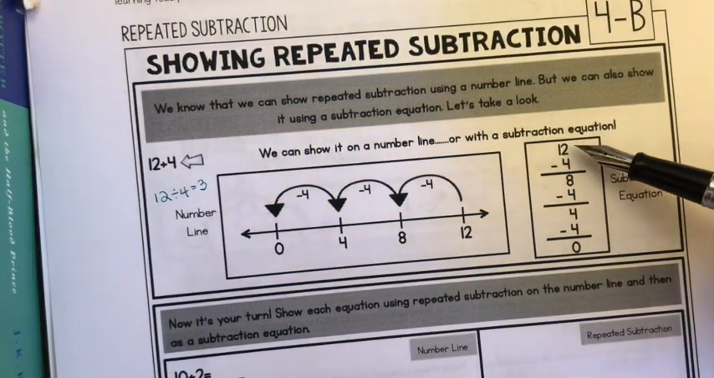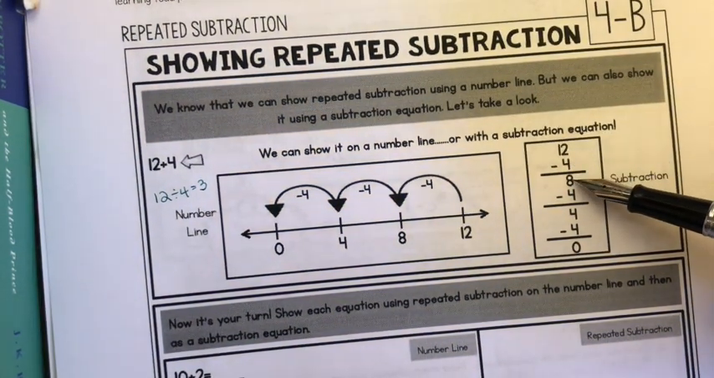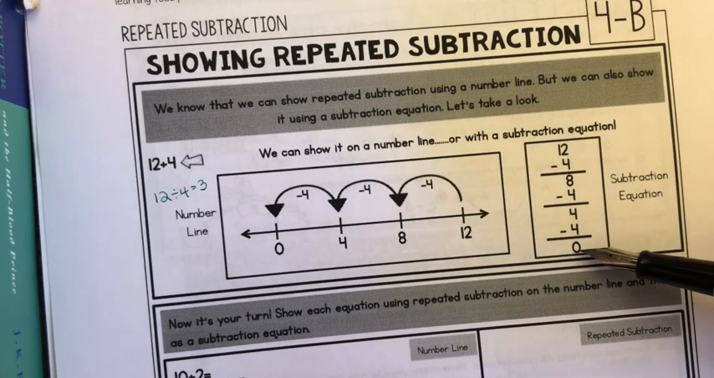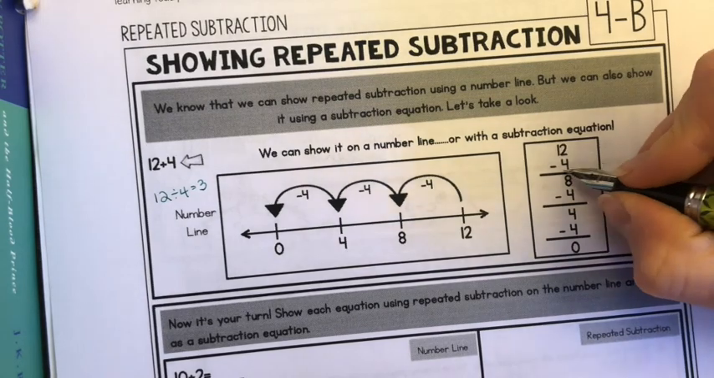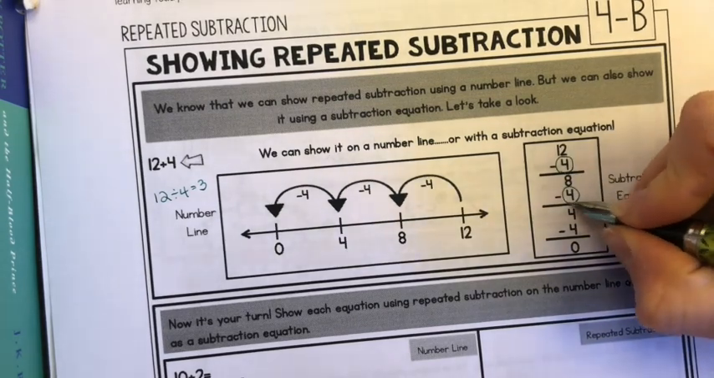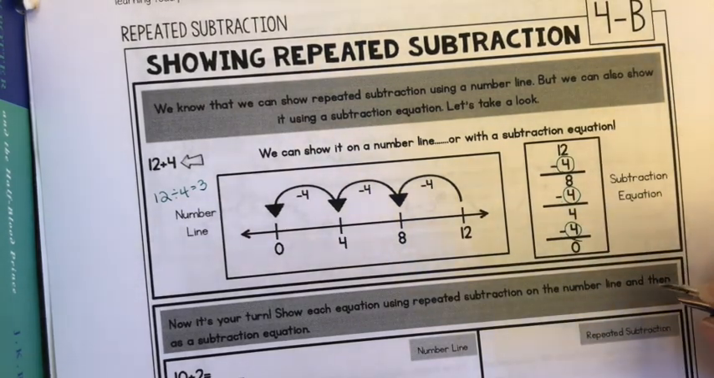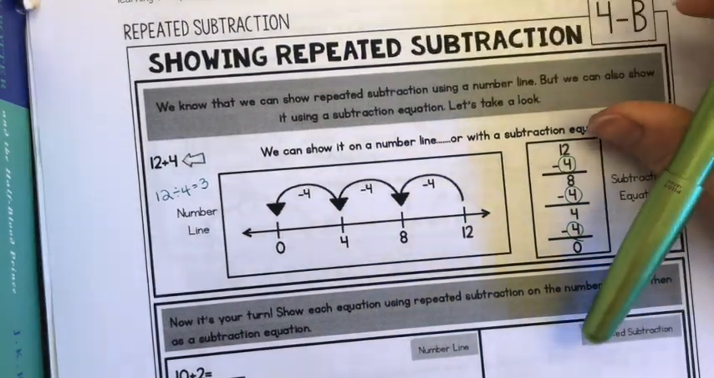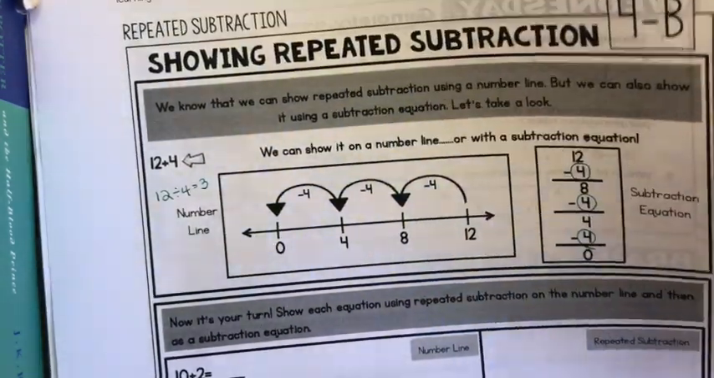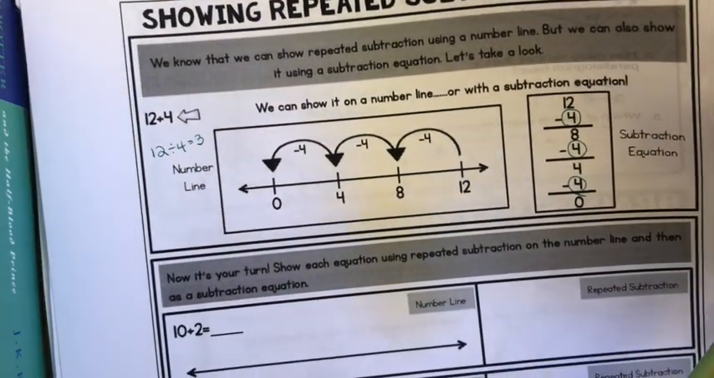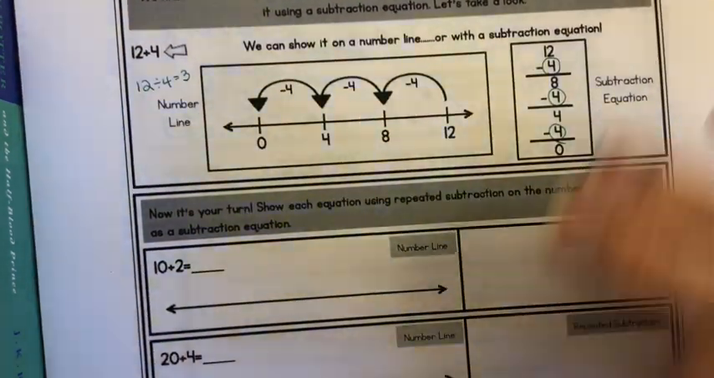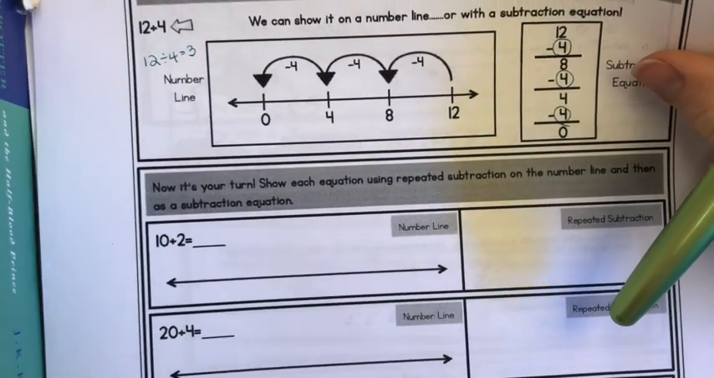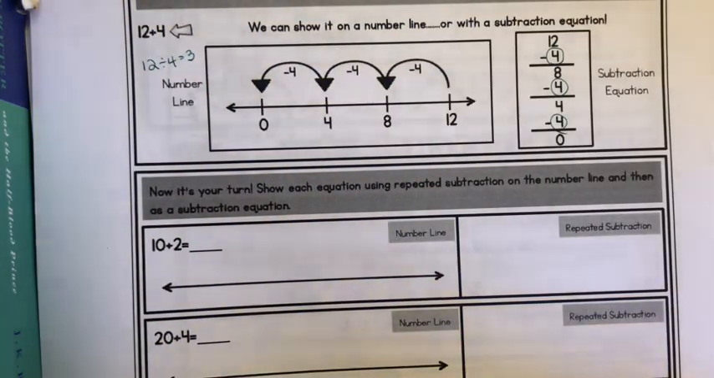For this one, they did 12 minus 4 was 8, and then subtract another 4 was 4, and then subtract another 4 was 0. And we still took away 1, 2, 3 groups of 4. So same thing, just showing it a different way. Now it's your turn. Show each equation using repeated subtraction on a number line and then as a subtraction equation. So for this one, guys, I'm going to do the first 3 with you, and you're going to do the last one on your own so I can see how you're doing.